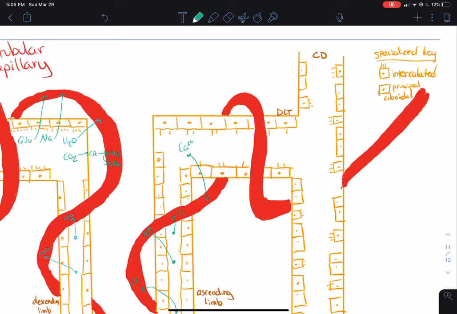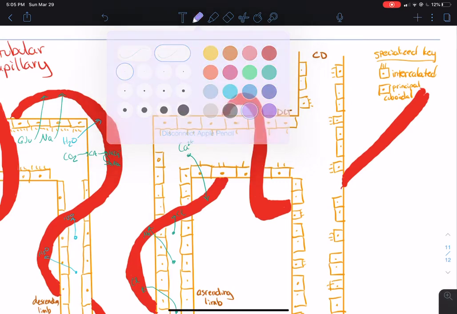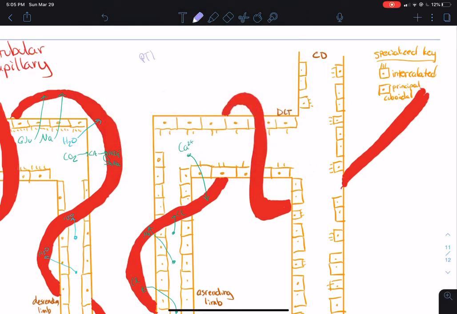Calcium gets reabsorbed at the DCT, and this is primarily coordinated by parathyroid hormone. So if you remember, parathyroid hormone is something we learned in the endocrine system chapter. It's released by the parathyroid glands, and this is promoting calcium reabsorption.